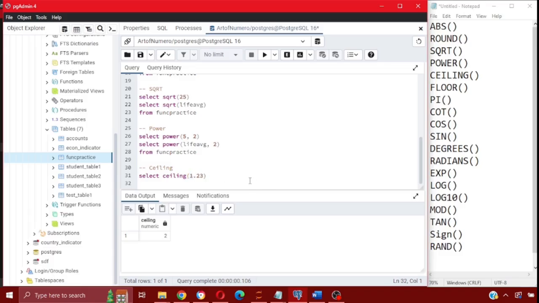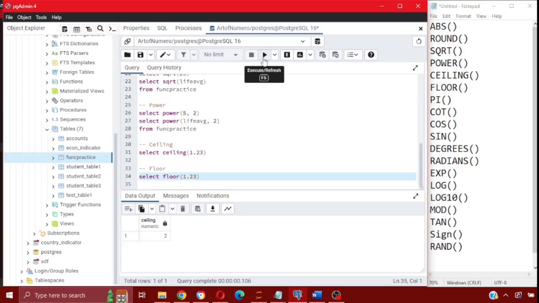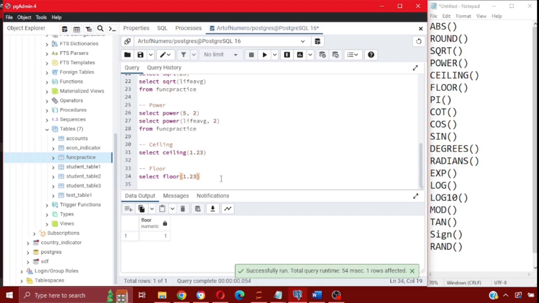Same thing with flooring, which is the opposite of ceiling. You're going to get the largest integer value that's not greater than x. So you're going to say floor, and then you put, let's say, 1.23. You're going to get the largest integer value not greater than x. So ceiling is going to be not less than x, right? X is 1.23, and floor is going to be not greater than x, meaning that, for 1.23, that's going to be 1.